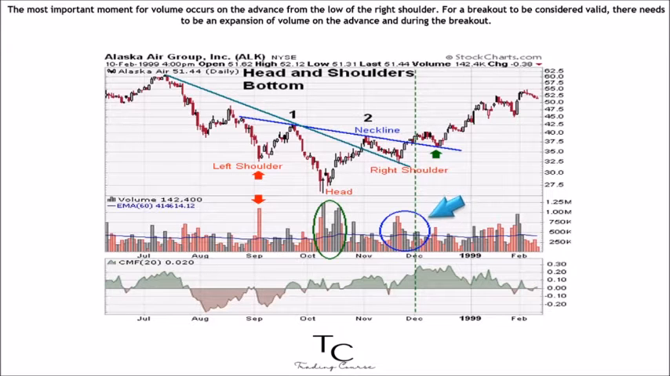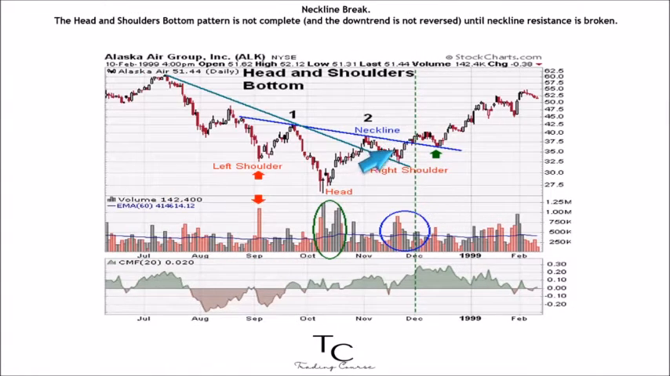The most important moment for volume occurs on the advance from the low of the right shoulder. For a breakout to be considered valid, there needs to be an expansion of volume on the advance and during the breakout. Neckline break. The head and shoulders bottom pattern is not complete, and the downtrend is not reversed, until neckline resistance is broken.